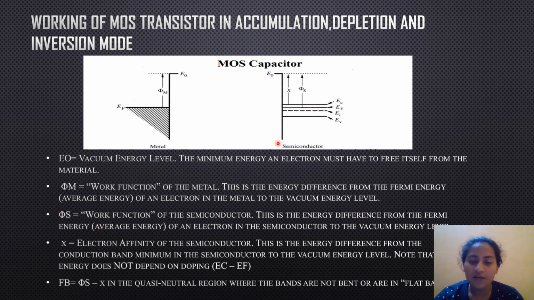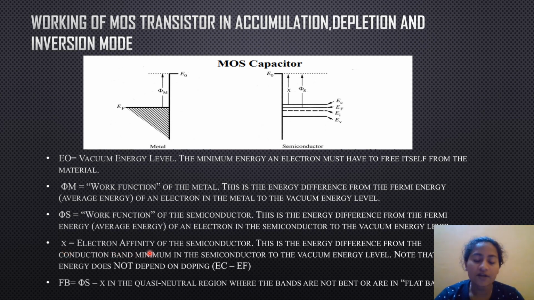Coming to the next part, phi s. Phi s is the work function of an electron in the semiconductor material. It is similar to phi m, but for the electrons in the semiconductor. It is the energy difference between the Fermi energy of an electron in the semiconductor and the vacuum energy level.